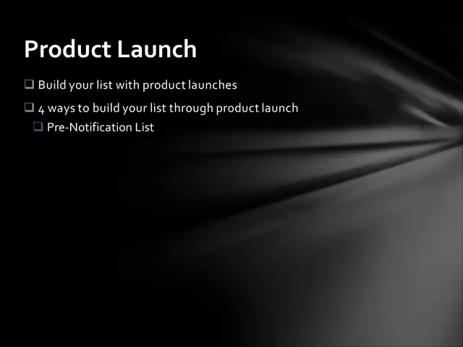Four ways to build your list through a product launch. One is the pre-notification list. This is a list of potential customers. They're not necessarily customers yet. They're opting in, saying, I'm interested in what you've got going on. I want to hear more. So you get people to raise their hands early. You create a sub list of people that are more likely to buy.